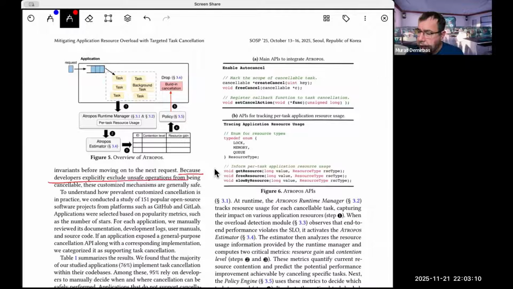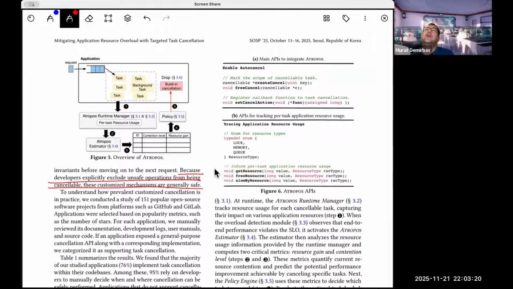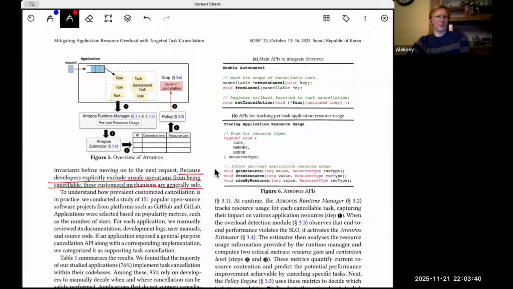Because developers explicitly exclude unsafe operations from being cancelable, these customized mechanisms are generally safe. To understand how prevalent customized cancellation is, 151 applications from GitHub and GitLab were selected based on popularity metrics such as number of stars. For each application, they manually reviewed its documentation, development logs, user manuals, and source code. If an application exposed a general-purpose cancellation API along with a corresponding implementation, they categorized it as supporting task cancellation. So that table one you looked at before summarizes the results.